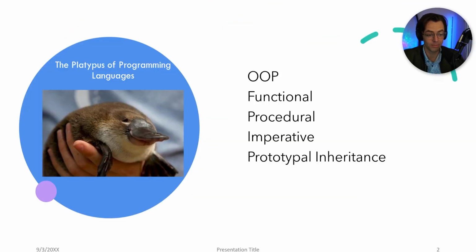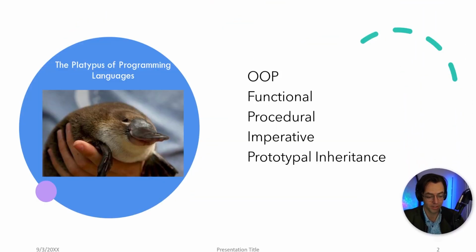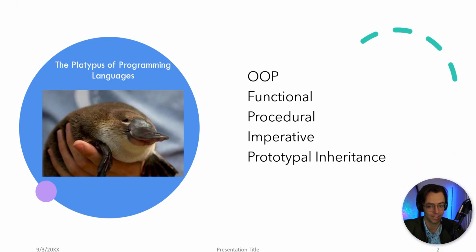JavaScript is awesome because it's pretty much the platypus of programming languages. It breaks all the rules. A platypus is an animal, if you don't know what it is. It's an animal that looks like a duck. It looks like a beaver. It's got poisonous barbs. It lays eggs. And all on top of this, it's a mammal. It breaks all the rules.